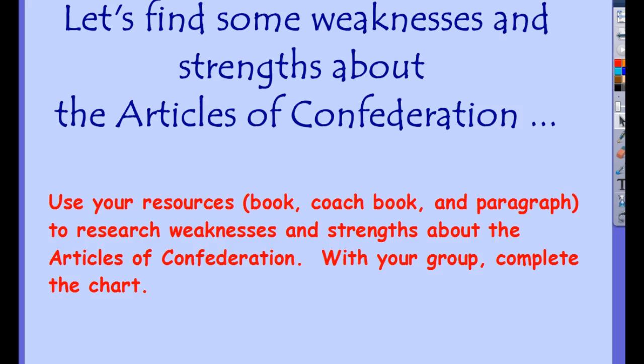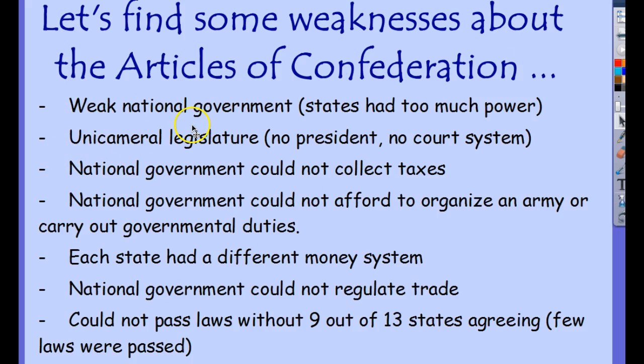Basically, what it did is it set up a very weak national government. They did not want anything to resemble any type of a monarchy, like the king they had with England. And so they said, look, we're going to take away basically all the national government's power. And they did. They gave all the power to the states. And at this point, there were 13 states.